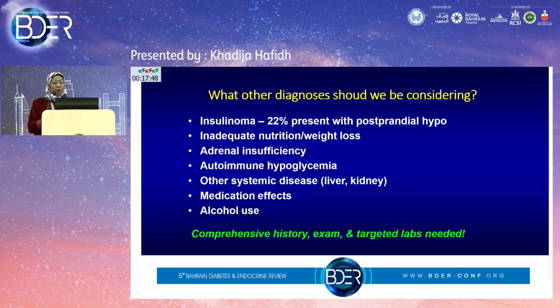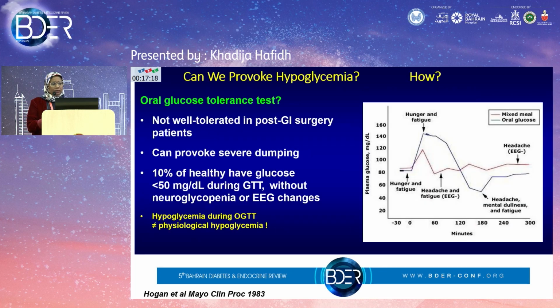So then, what other diagnoses should we be considering? Insulinomas, of course, are top on the list. These also can cause postprandial hypoglycemia, but these patients will also have a fasting hypoglycemia. Adrenal insufficiency, autoimmune hypoglycemia, renal and hepatic impairment can also lead to hypoglycemia. The effects of medications, if the patient is still taking their GLP-1 or taking insulin, that might be the cause. And of course, it's also good to know about the amount of alcohol that the patient is consuming.